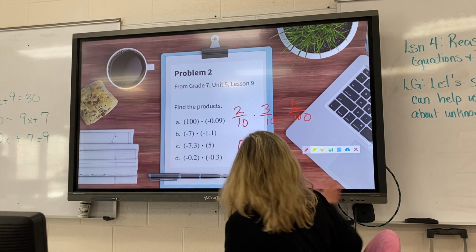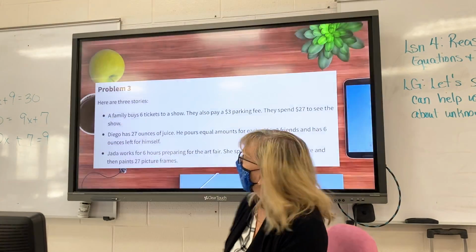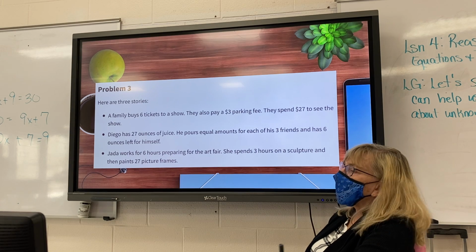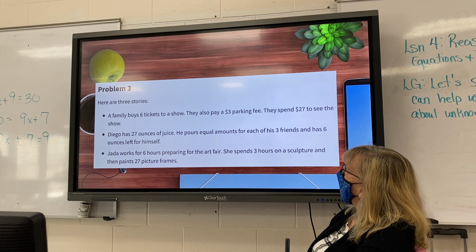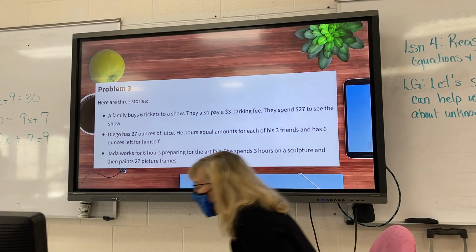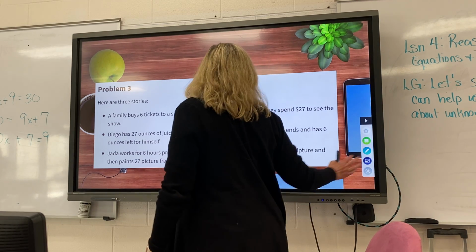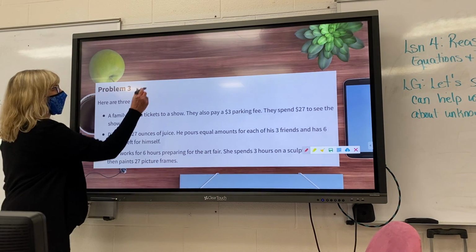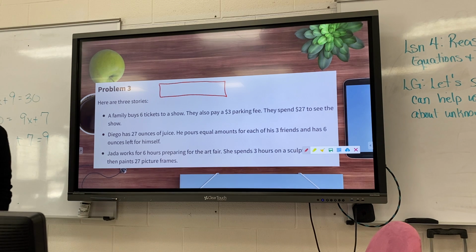All right. Good job. Problem 2. Or 3. A family buys 6 tickets to a show. They also pay a $3 parking fee. They spend $27 to see the show. Good for them. At least it's not over. Okay. So the family's going out for the night. That's what the story's about, right?